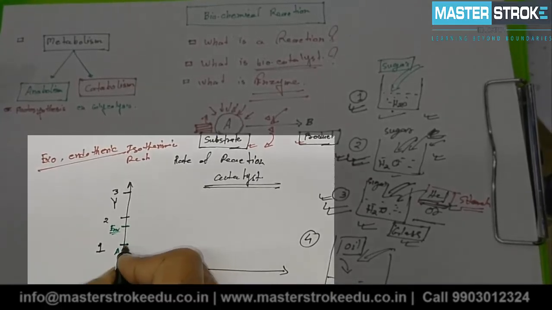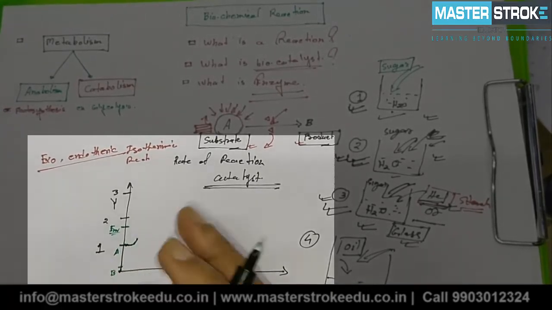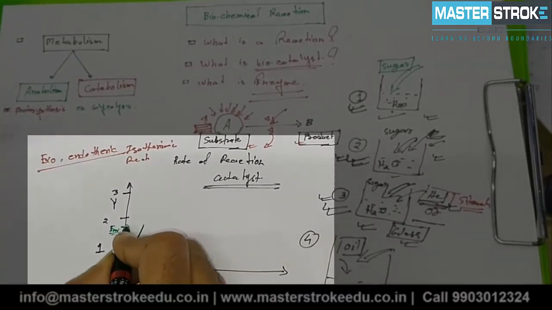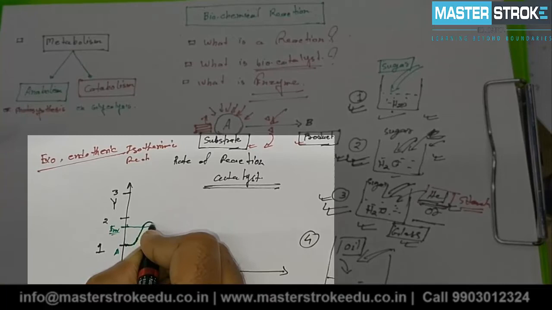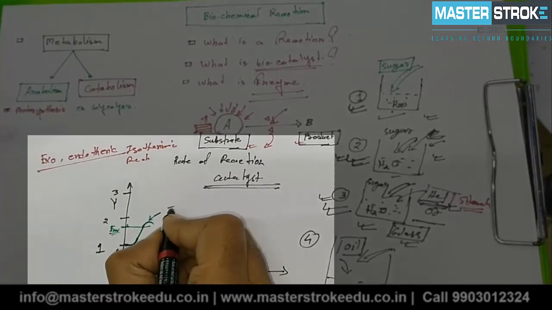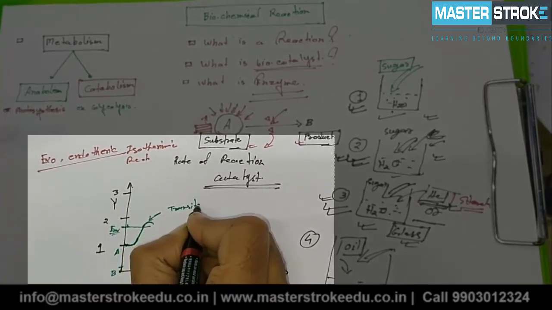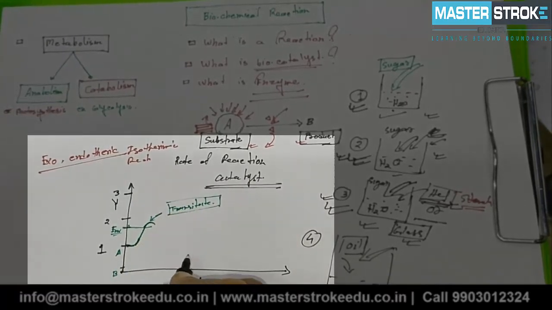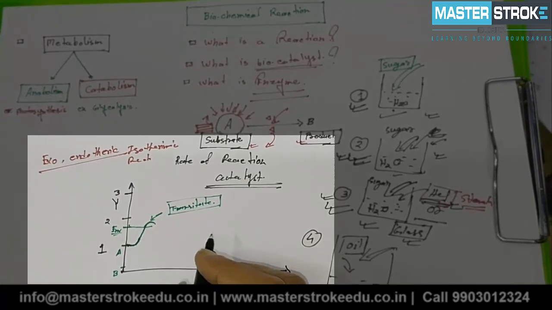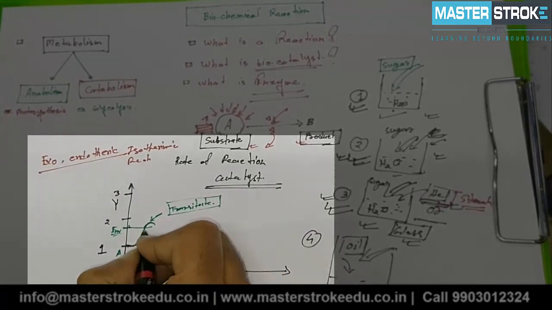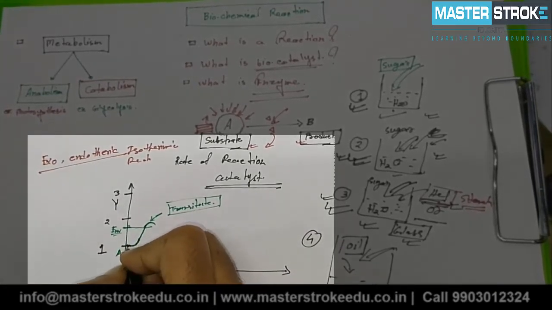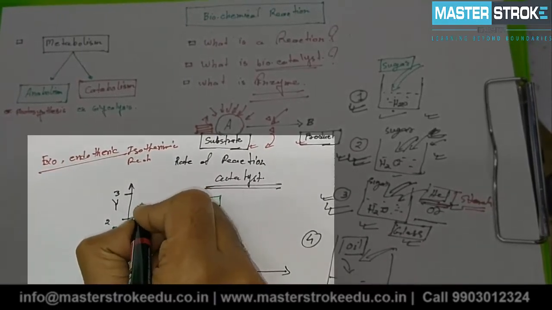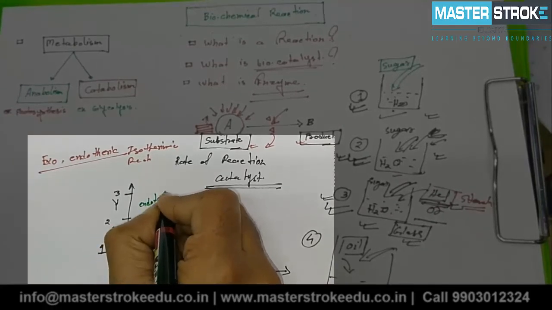To convert into the B, A must absorb the energy from the environment to overcome the environmental energy. This position is called the transition state. This is a very important state of any reaction. Every substrate must reach the transition state. So up to this, what happened? A is absorbing the energy from the environment. So up to this is the endothermic, right?